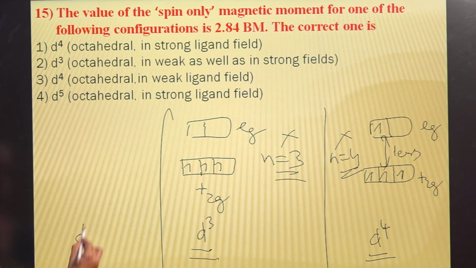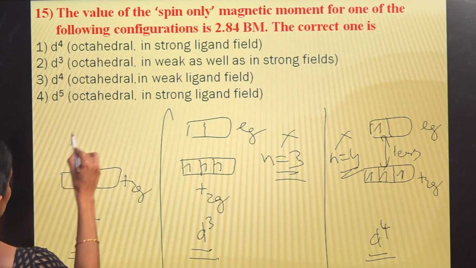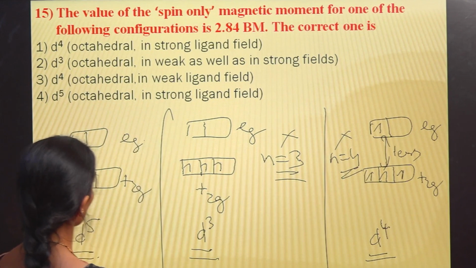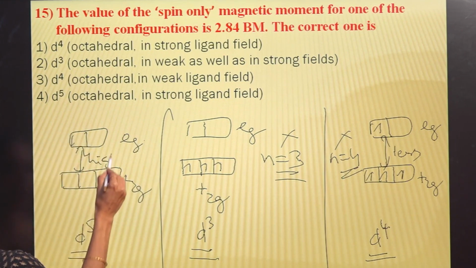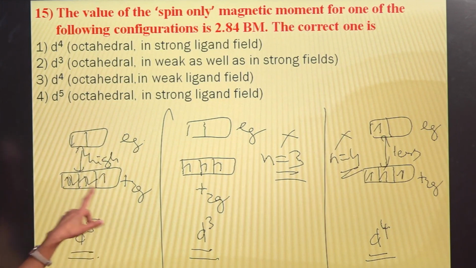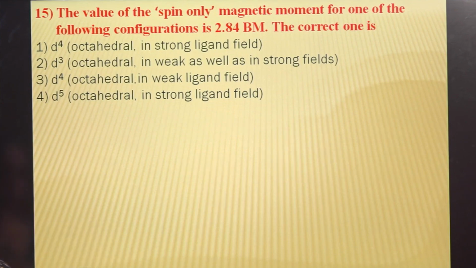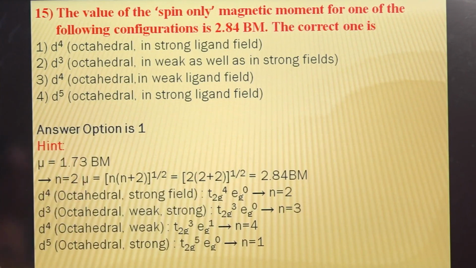Lastly, d5, and you have a strong ligand field. That means the gap is high. Electrons do not go up. They prefer to pair up. In this d5 system, pairing happens. So only one unpaired electron is present. n is equal to 1. That is also wrong. So first option itself is the answer. Okay, option number 1 is the answer.